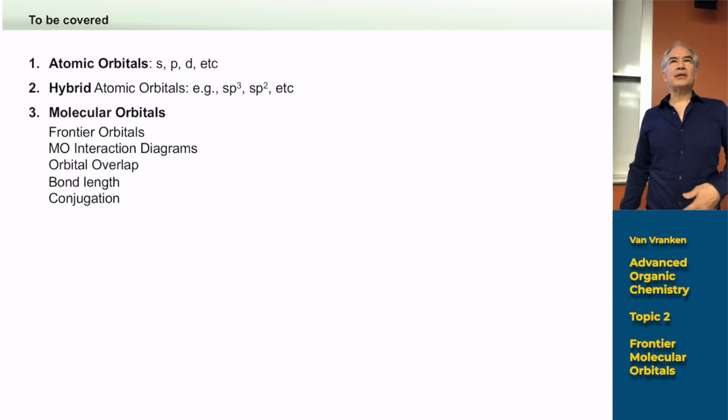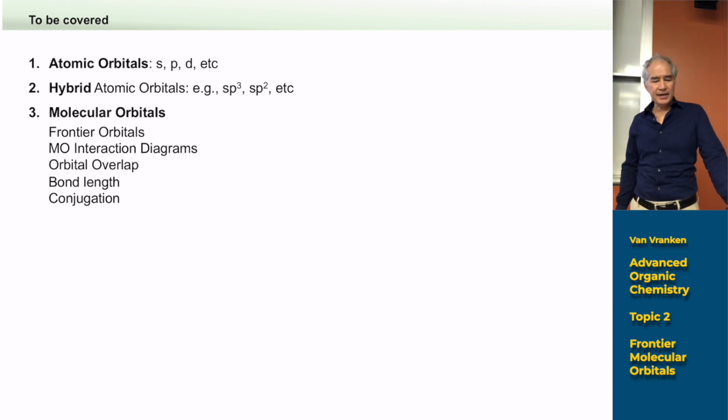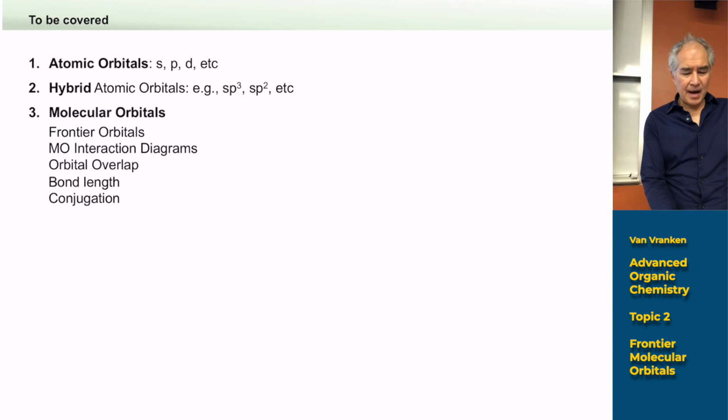What are we going to talk about in this topic? We're going to talk about three things. I'm going to tell you about atomic orbitals. That's pretty simple. S, P, D, F. We're just going to talk about S and P. That's this class. We're organic chemists in this class. And then we're going to talk about hybrid atomic orbitals. Not S and P, but mixes of those.